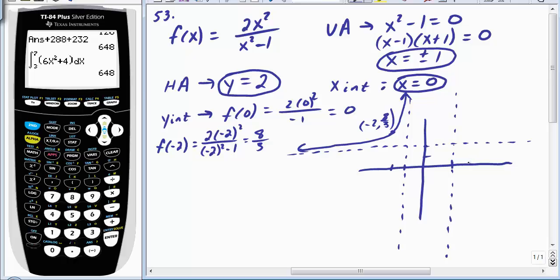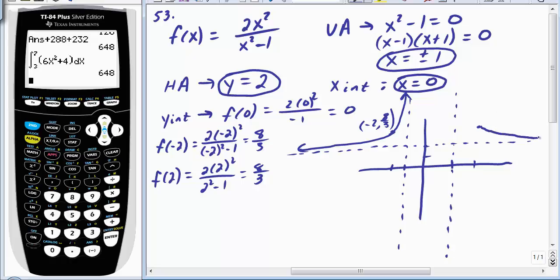Now, I would like to go ahead and find out the right-hand side as well. I'm expecting it to look pretty much the same. If I plug in f of 2, I know f of 2 is going to give me 2 times 2 squared over 2 squared minus 1. Well, we see this is still 8/3, just like the negative 2. So f of 2 and f of negative 2 are both 8/3.